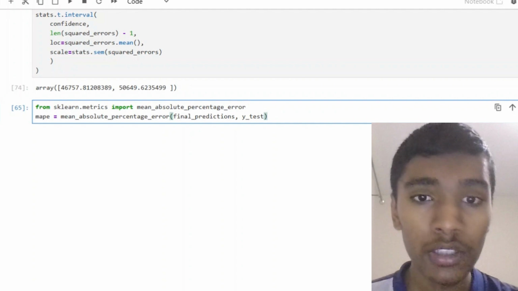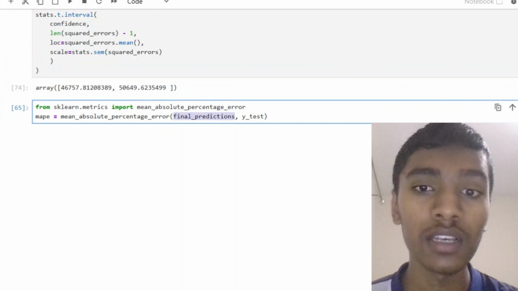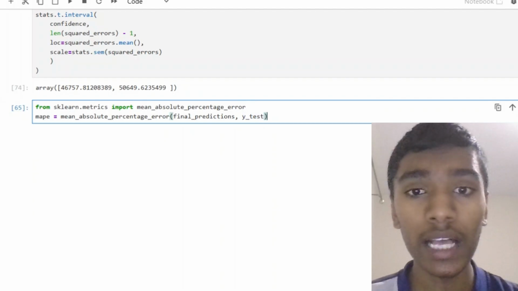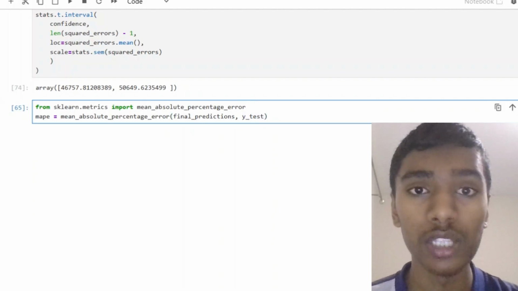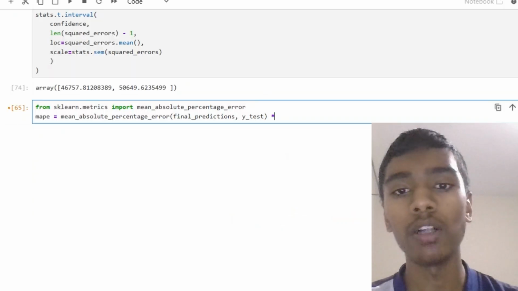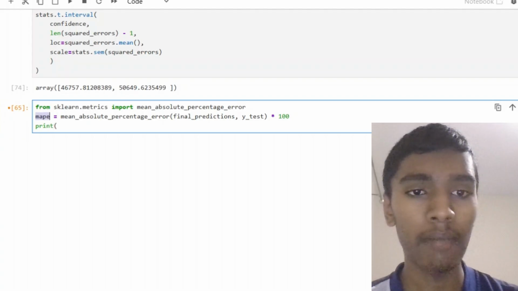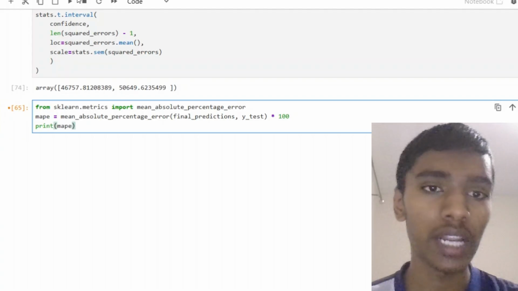And so again, scikit-learn makes this very fast for us. We just pass in our final predictions and our test, and when it calculates the mean absolute percent error, it does not multiply it by 100, so it's going to leave it as a decimal. So I'm going to go ahead and multiply it by 100, and then print out the MAPE, or the mean absolute percent error.